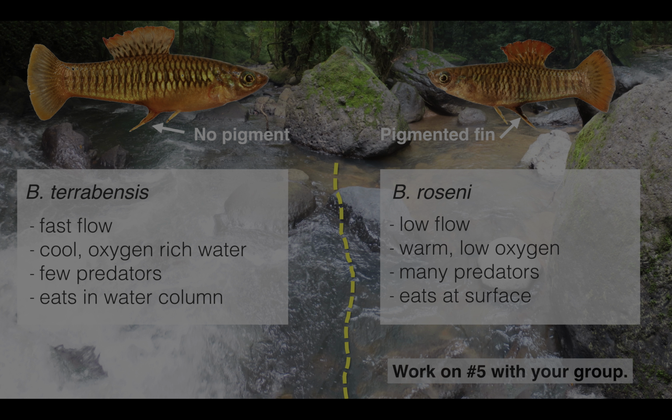You might also have sexual isolation going on here, behavioral isolation. So if you're a Terabensis and you swim over into Rosenei habitat, you might not have what it takes to find a mate there. Maybe those females really like that pigment and they cue in on that, and they might know that you're terrible at avoiding predators and they don't want to have babies with you, because then your babies are going to be terrible at avoiding predators. So that is called sexual isolation or behavioral isolation, where mate choice, mate preference, reduces contact between those different species.